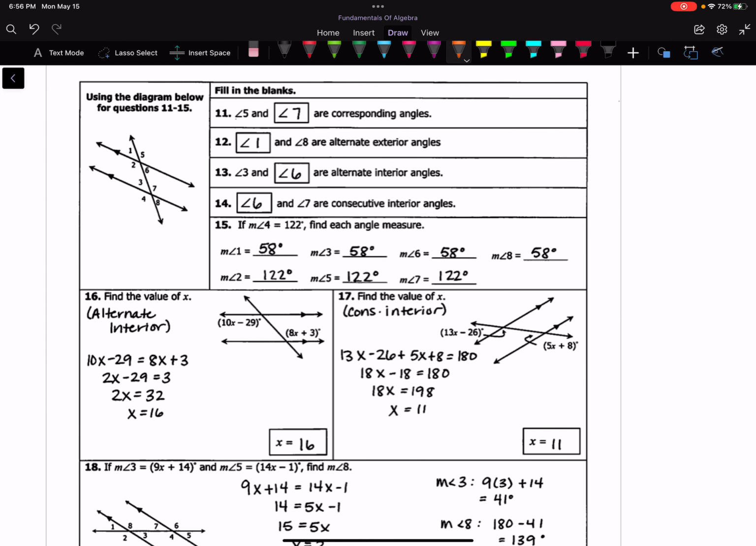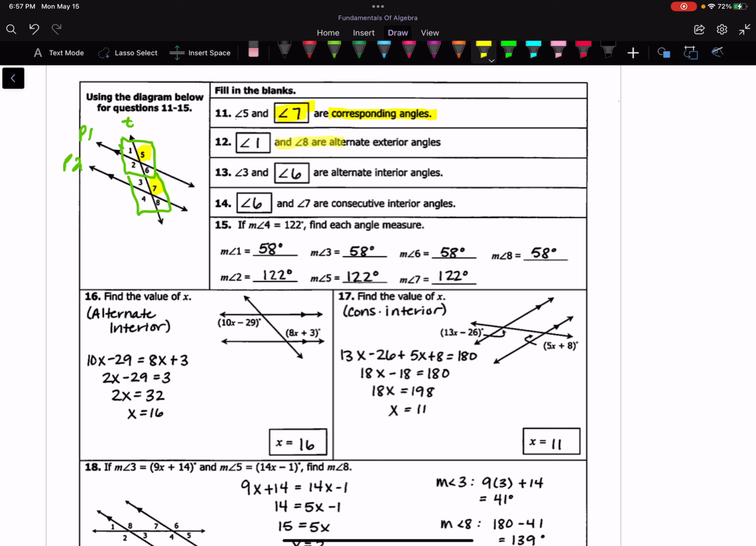Fill in the blanks. Angle 5 is corresponding, okay? So let's take a look at our transversal. This is the T, the transversal. These two are parallel number 1 and parallel number 2. So for corresponding angles, they'll be in the same position inside of this pattern. And this inside of that pattern, it's the upper right. So the same position is number 7, and that's what we got.